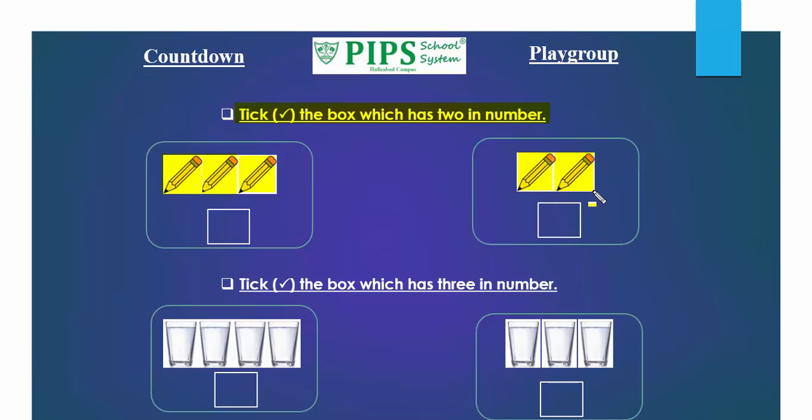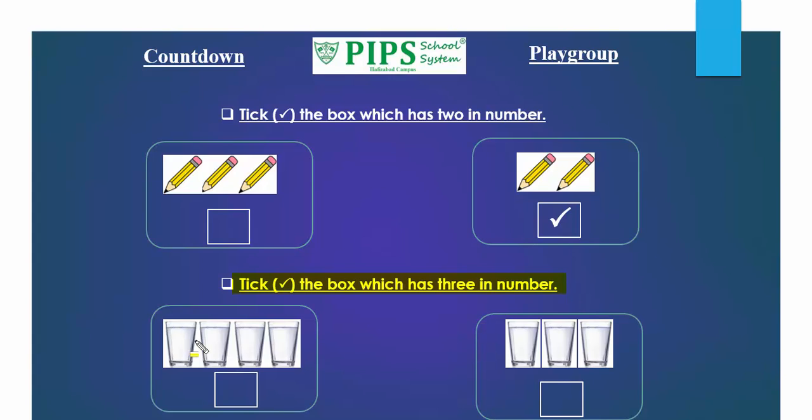Playgroup class, do you know which group has 2 in number? The second box has 2 in number. Now we will tick the second box like this. Our second statement is: tick the box which has 3 in number.